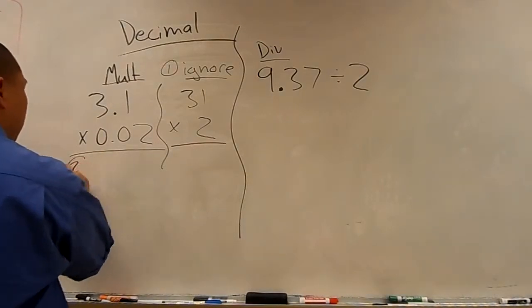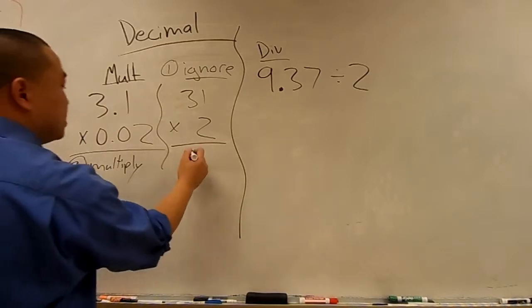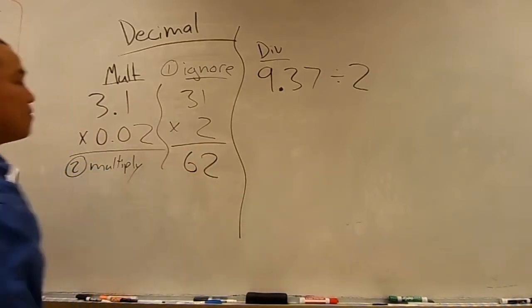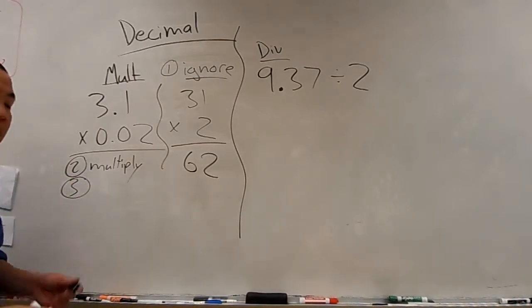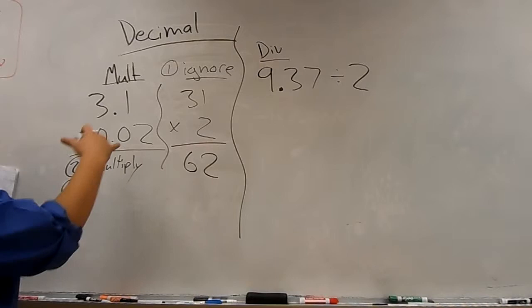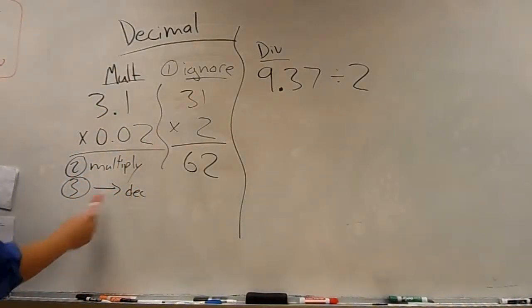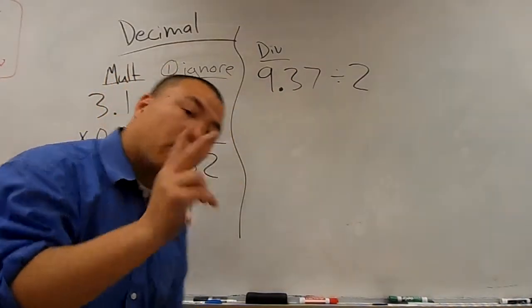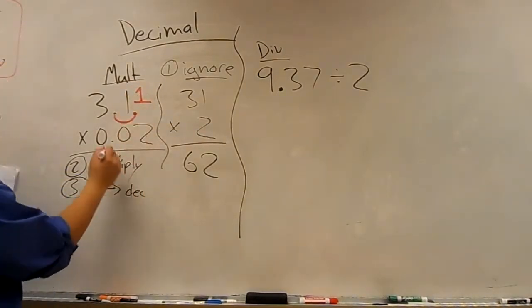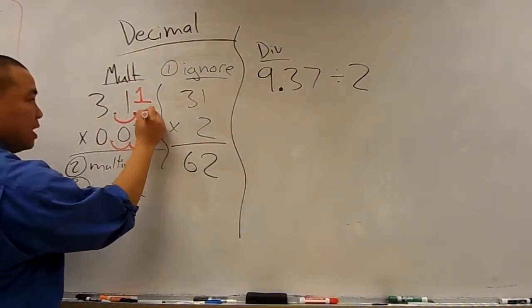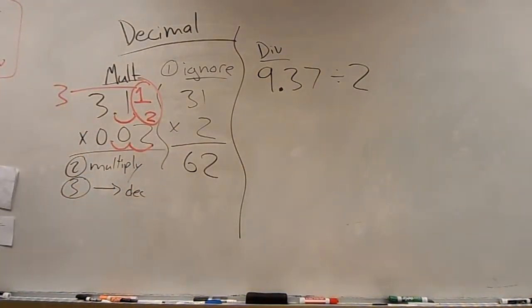Step two, we multiply regularly. 31 times 2 is 62. Fantastic, 62. Step three, you want to count the number of numbers to the right of the decimal. So, this one gets a little tricky because you do have to count both numbers. For example, to the right of this decimal is one number. To the right of this decimal is two numbers. So 1 plus 2, we have a total of 3 times.